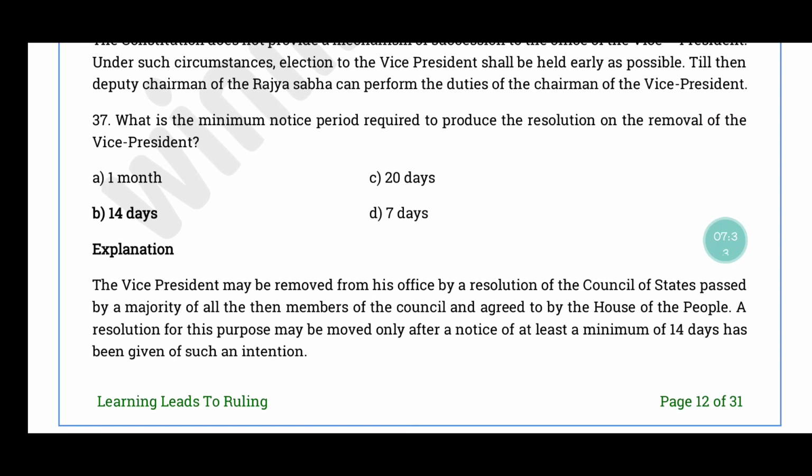Question number 37. What is the minimum notice period required to produce the resolution on the removal of vice president? The correct answer is option B, 14 days.